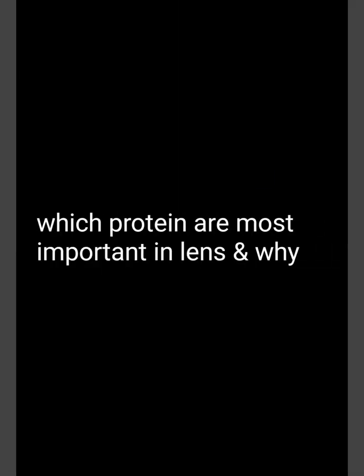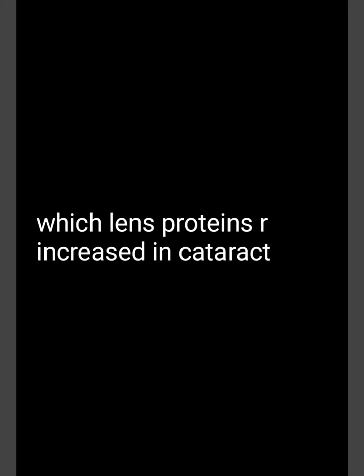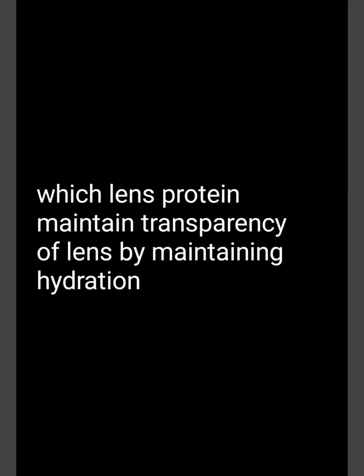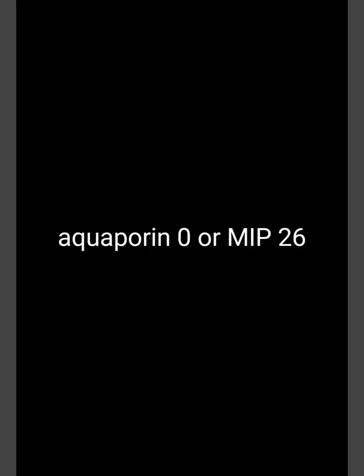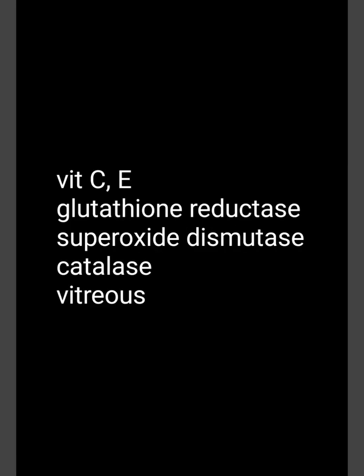Which protein is found in max amount in lens? Beta crystallin. Which proteins are most important in lens and why? Alpha crystallin, because they are heat shock proteins and prevent denaturation of other proteins. Which lens proteins are increased in cataract? HM3, HM4. Which lens protein maintains transparency by maintaining hydration? Aquaporin 0 or MIP26. Antioxidants in lens: Vit-C, E, glutathione reductase, superoxide dismutase, catalase, vitreous.